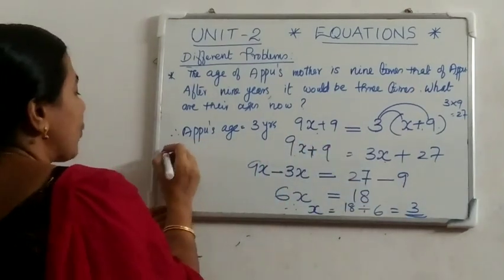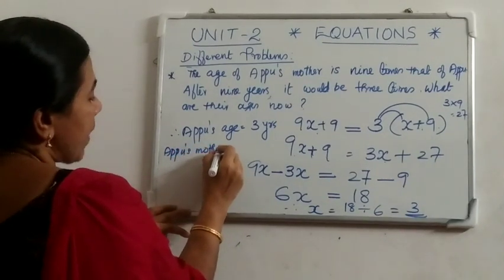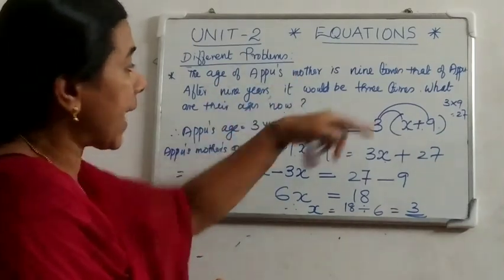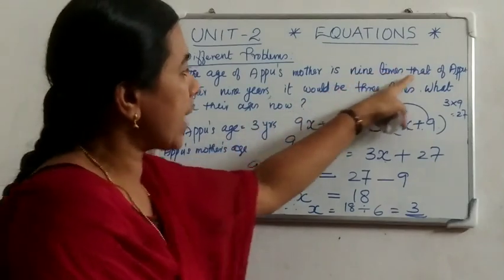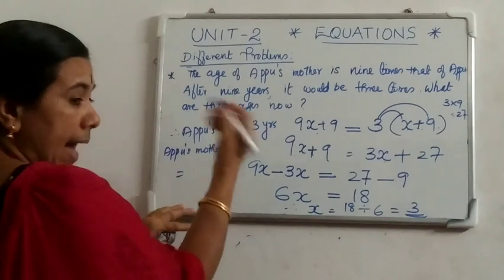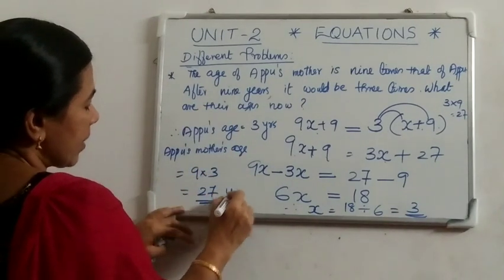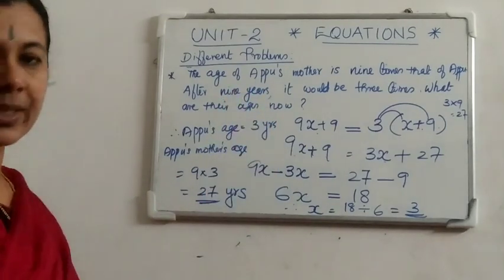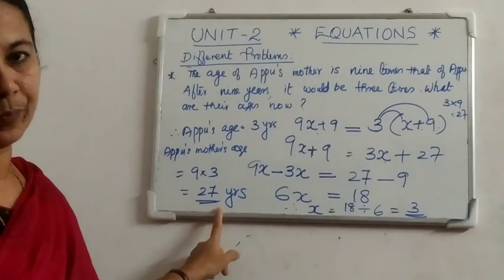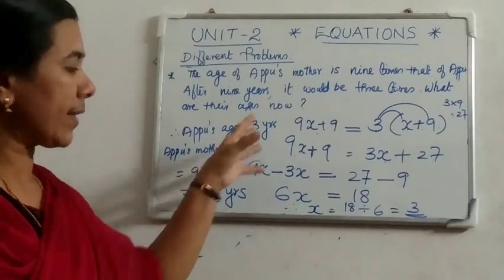Okay. Then what will be Appu's mother's age? Appu's mother's age is equal to what? 9 times. 9 times that of Appu. Given in the equation, given in the problem. Appu's age is 3. 9 times means 9 into 3 is equal to 27 years. These are the present ages of Appu and Appu's mother. Do the problem very well and work out this problem. You will get the idea.